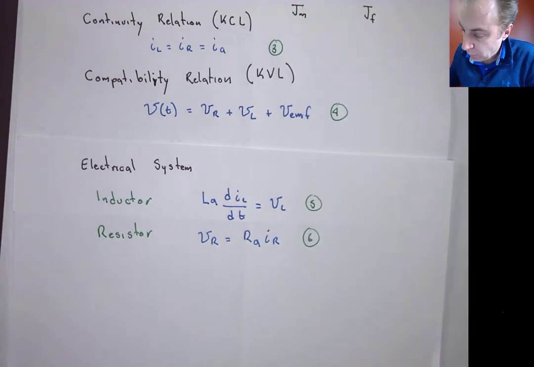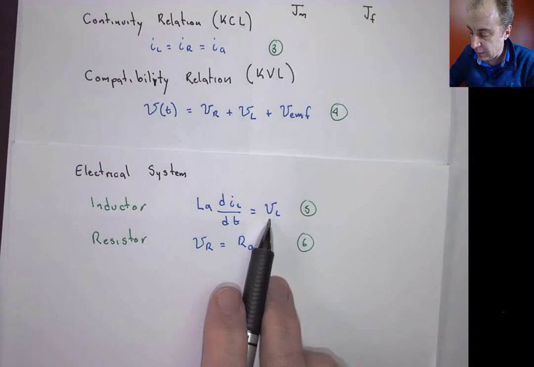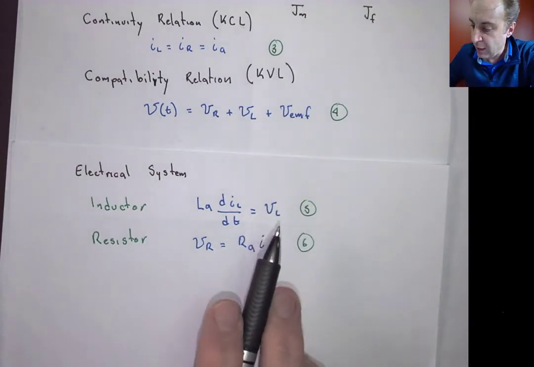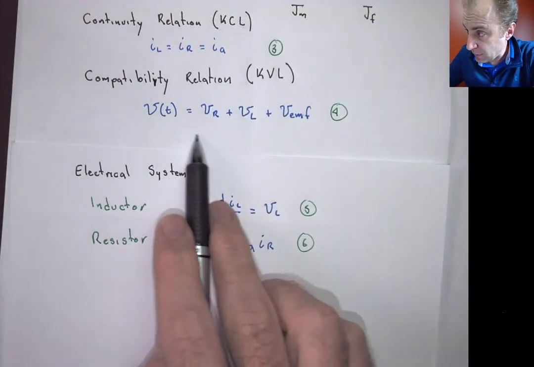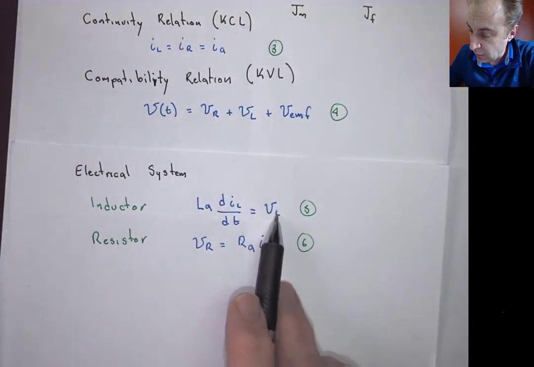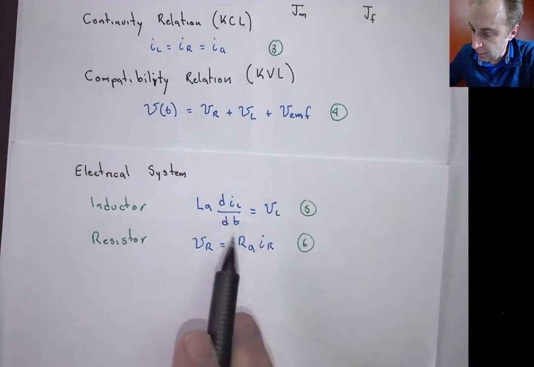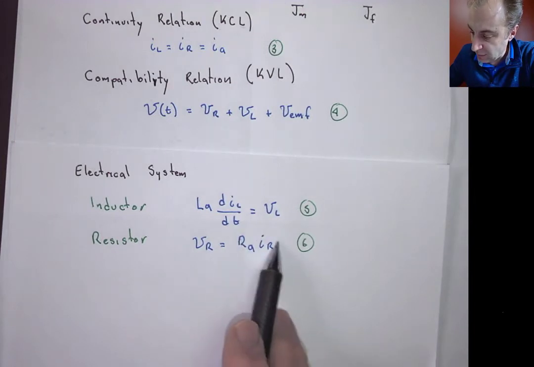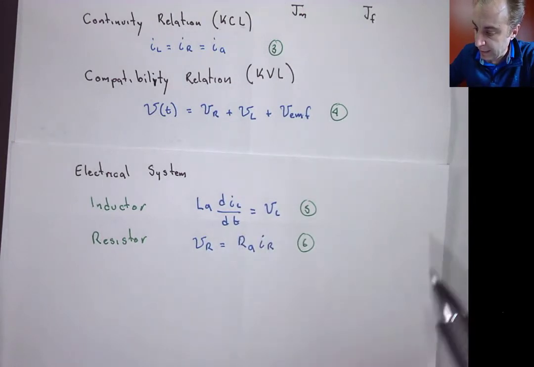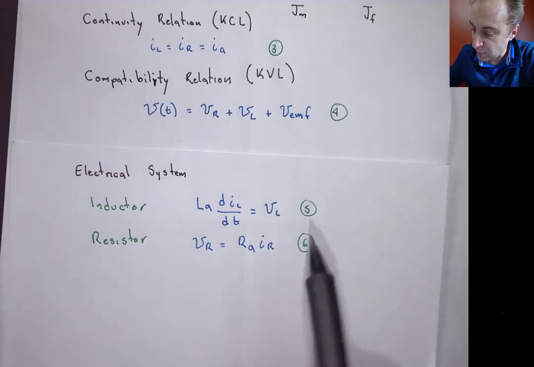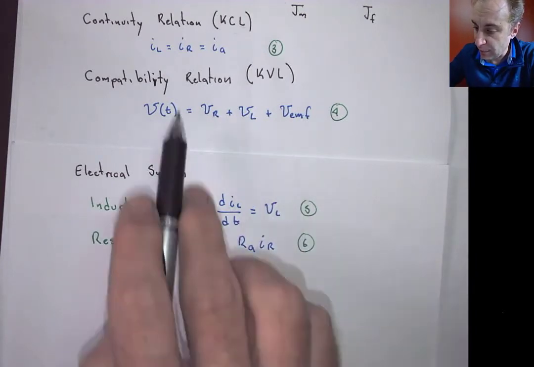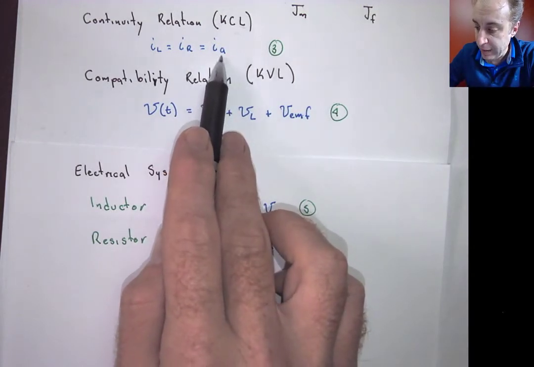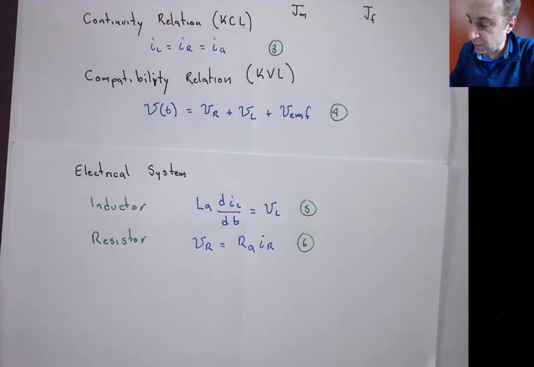Okay, what we're going to do is, VL is not one of the state variables, but we have VL here, so we're going to substitute this equation in here, and eventually we're going to come up with VR, and VR can be substituted from here. And after we make the substitutions, we're also going to substitute the continuity relation and write everything in terms of IA, which is one of the state variables.